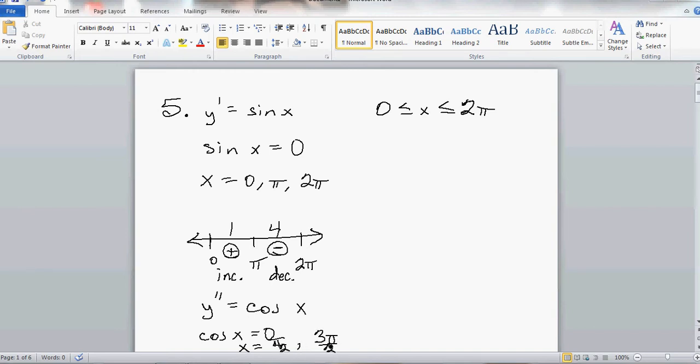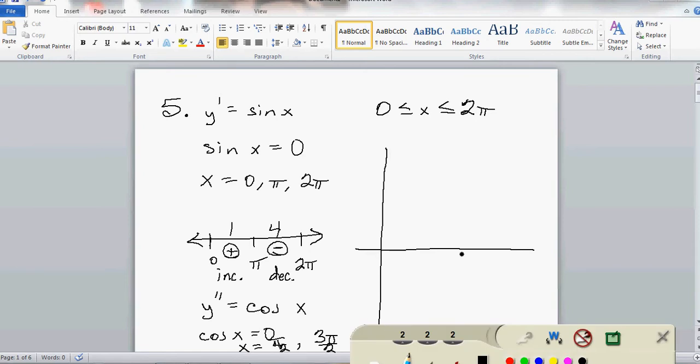Now the real problem that we have here is we have no way of determining what y is, because if we take the antiderivative of this, this would be negative cosine of x plus c, and we really don't know what c is. So that's why we have to find just the general shape of it. And that's where we're going with this. I should now be able to graph it pretty much.